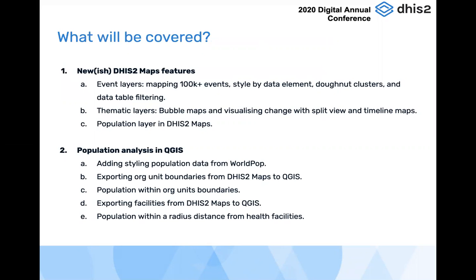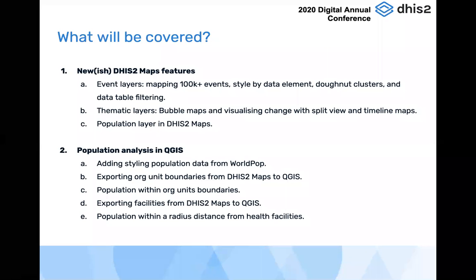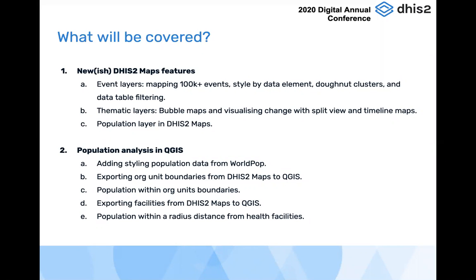What will be covered? We will have two sections. First, we will have a closer look at the Maps app, and we will go a bit more into detail than what Lars could do in his session on Monday. Especially I've written new-ish, because not all these features are from the last version. Actually, one or two of them go back to 2.31, but they are maybe less used, though still quite powerful. We will especially look at new features for event layers, and we will also have a look at thematic layers, and especially how you can map change, which has been difficult until we launched the split view and timeline maps. And then we will also see how you can include population data in DHIS2 maps, but at the same time see what the limitations are.